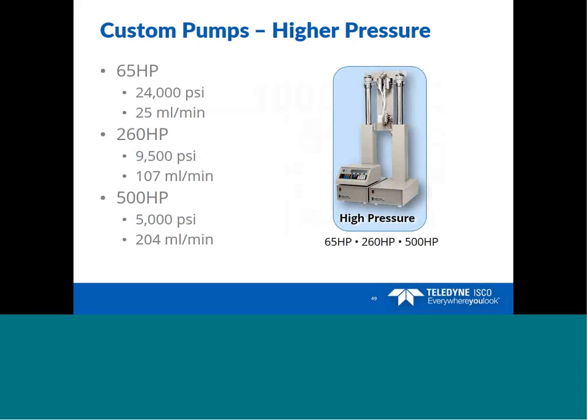Custom pumps are available to operate at higher pressures. A 65 HP is available to operate at 24,000 psi, where a standard 65D operates at 20,000. A 260 HP operates at 9,500 psi, where a standard 260 operates at 7,500. And last, we have a 500 HP, which operates at 5,000 psi.